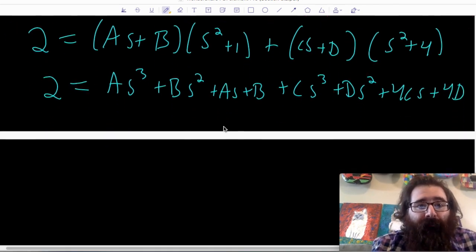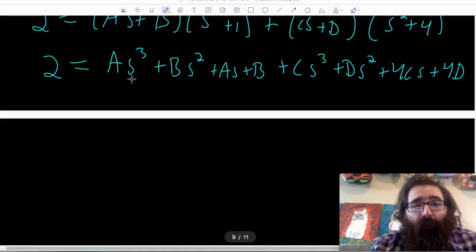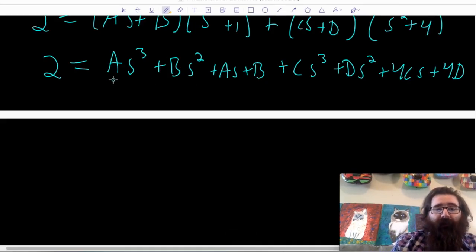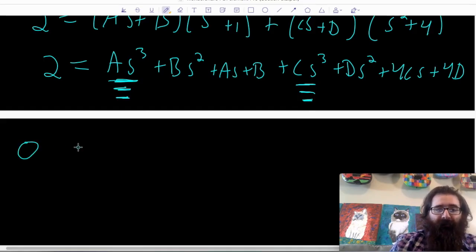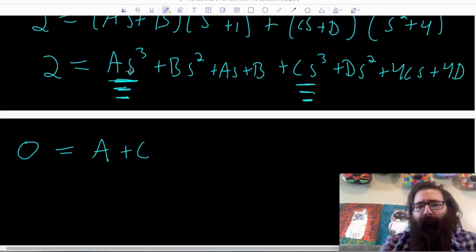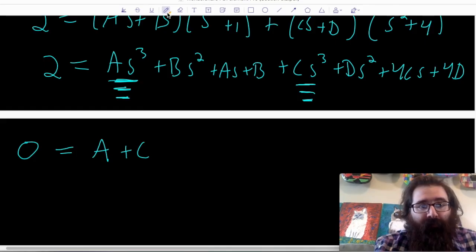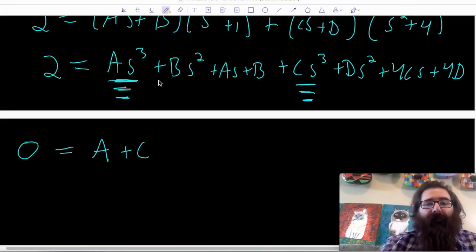Now from this, I can build a system of equations. Let's start with the s cubed terms. On the right, I have as cubed and cs cubed. But on the left, I have no s cubed, I have 0 s cubed. So 0 on the left should be equal to a plus c from the as cubed plus cs cubed on the right. Think about putting these two terms next to each other, factoring the s cubed out, and setting like coefficients equal, that coefficient on the left being 0 since it's missing.